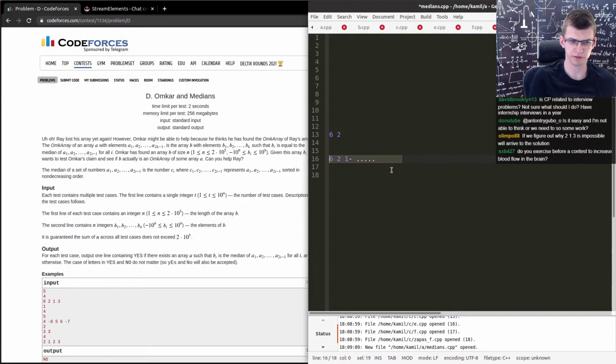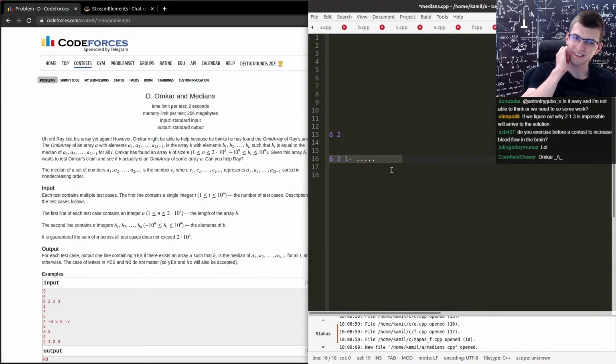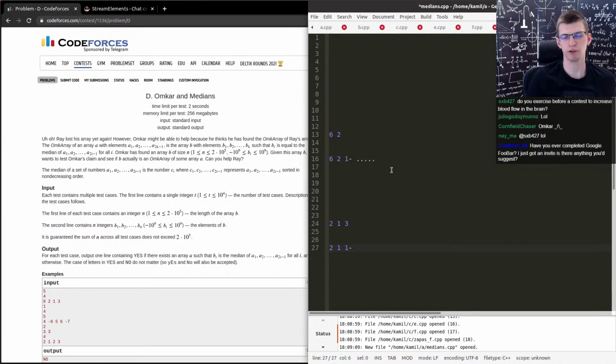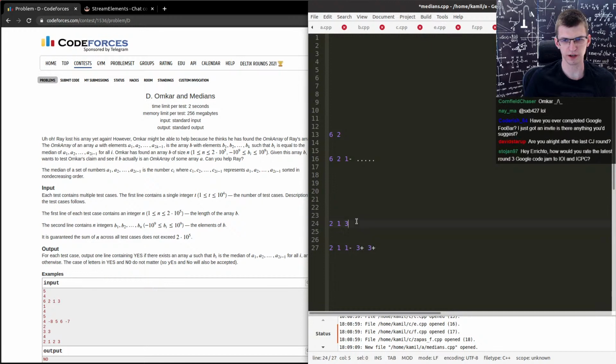If we figure out why 2 and 3 is impossible, we will arrive at the solution. I doubt it. We can do it your way. Why is 2 and 3 impossible? Because we need to get first 2, then 1 and something smaller than 1. Actually, 1 is also fine. And then we want to get 3, so we want 2 numbers bigger than 3. Okay, done. And still this median will be 2. Okay, yeah, this is impossible. So what? I knew that it would be easy to figure out why the answer is no in this case. And what do we do now?